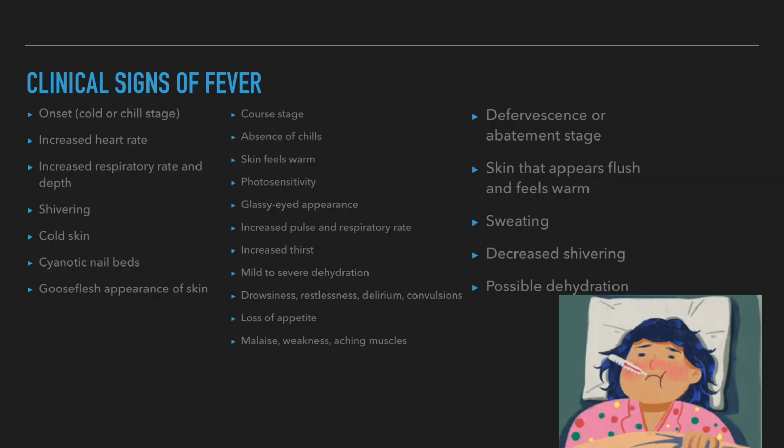The clinical signs of fever vary with the onset, course and abatement stages as shown in this slide. These signs occur as a result of changes in the set point of the temperature control mechanism regulated by the hypothalamus.